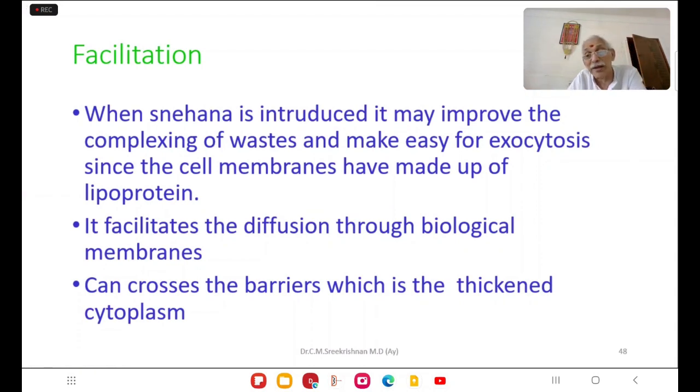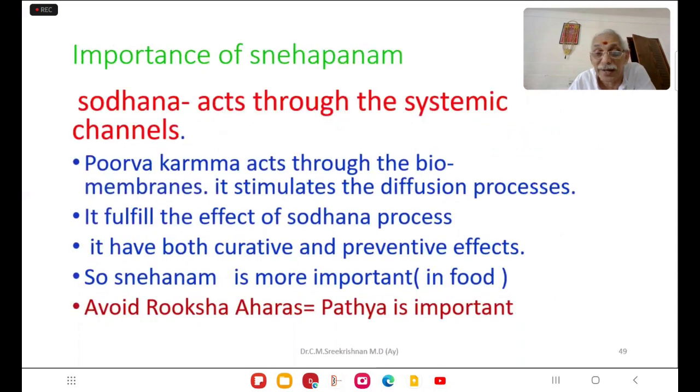By lifestyle, the body will become more ruksha, so give snigdhata by the medicated ghrita. So, snehana shodhana acts through the systemic channel. Purvakarma acts through the biomembrane. It stimulates the diffusion process. It fulfills the effect of the shodhana process. It has both a curative and preventive effect.